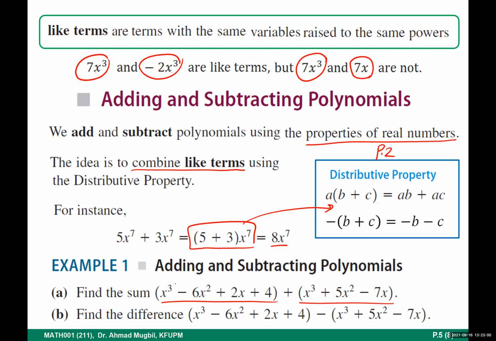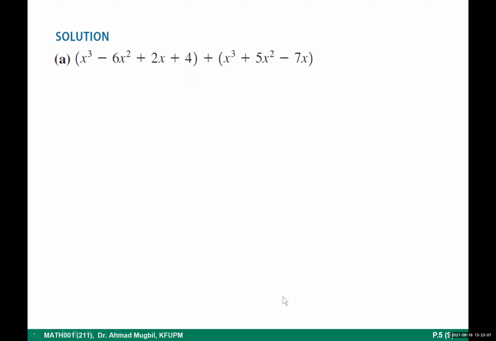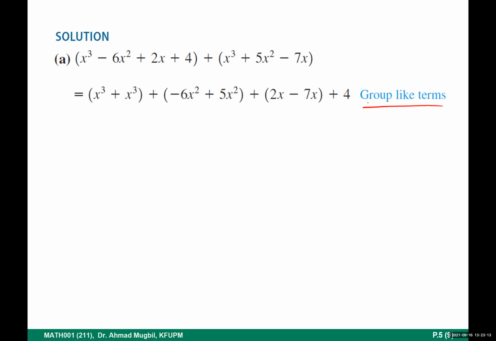What we will do, we will combine like terms. So it will be x to the power 3 plus x to the power 3. It will be what? 2x cubed. So it is not bad to group these like terms. So you can group them. What we mean by that? x cubed with x cubed, x squared with x squared. So the like terms, put them together because the addition is commutative. So you can rearrange the terms.